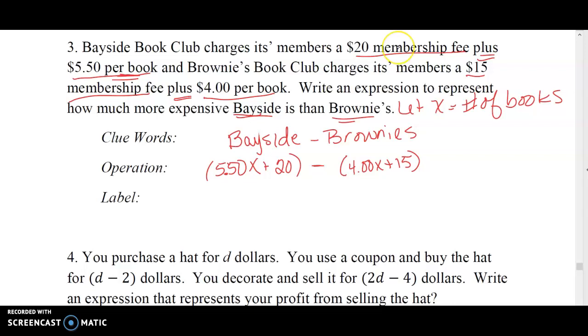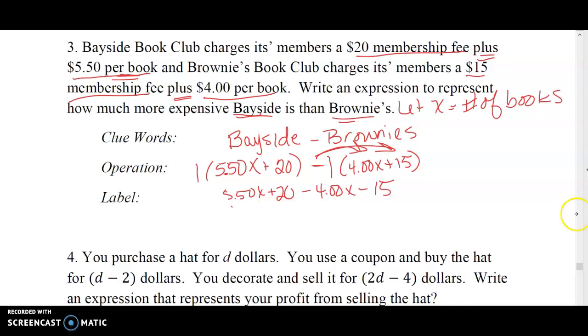So Bayside, like we said, $20 membership fee plus $5.50 per book. Brownies was the $15 membership fee plus $4 per book. So take your first expression minus your second. And like we learned when we were simplifying expressions, make sure you distribute that -1 to this one and this one. So in the first one, we're distributing our positive one. So it's going to be 5.50x plus 20. Distribute your -1, so it's going to be minus 4x. And then -1 times 15 gives you a -15.